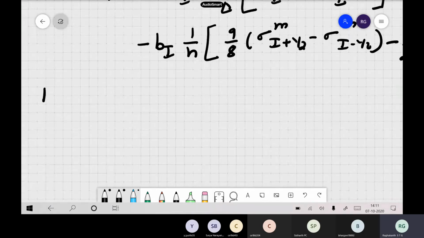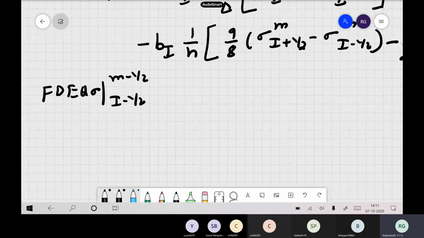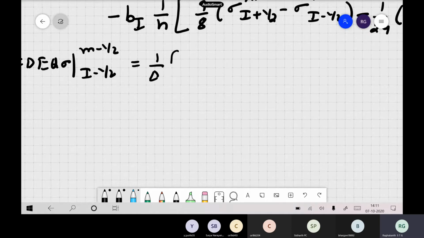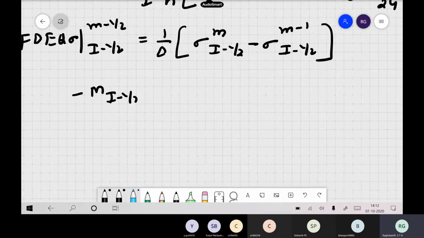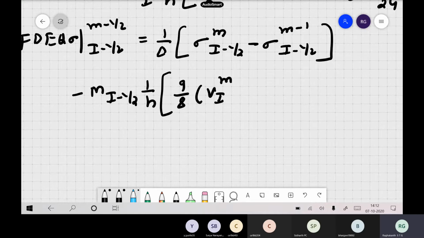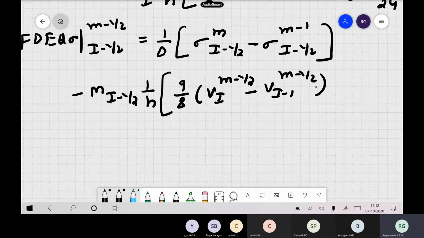Now this is for the velocity. Let me complete the other one also. Now for the sigma also. So m minus half, then i minus half. This also you can write: 1 by delta t, sigma^m at i minus half minus sigma^(m-1) at i minus half. Now coming to this spatial derivative, here we are going for a higher order. So m, i minus half, 1 by h. Everything remains the same, only instead of stress now we have velocity: v_i^(m-1/2) minus v_(i-1)^(m-1/2). Okay, so this is a term.